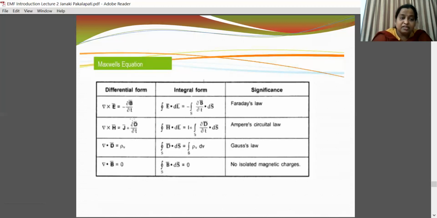If you consider this, del cross E bar equals minus dou B by dou t, and the integral form is the integral of E bar dot dl bar, which is nothing but Faraday's law. Similarly, the other laws are Ampere's circuital law, which we have discussed already, Gauss law, and no isolated magnetic charges, del dot B bar is equal to 0. So this is a table, and we'll discuss all these equations in detail.